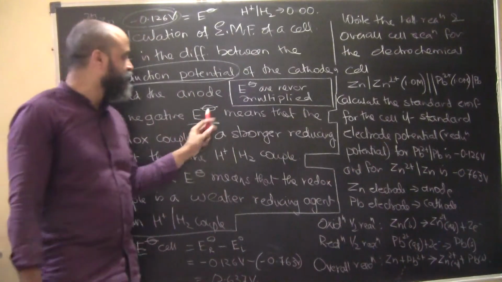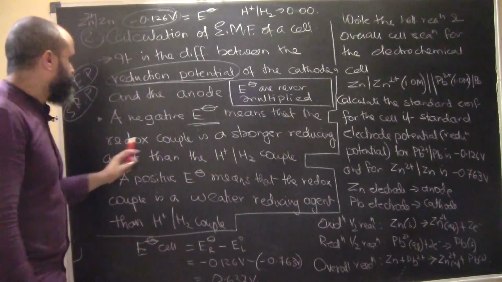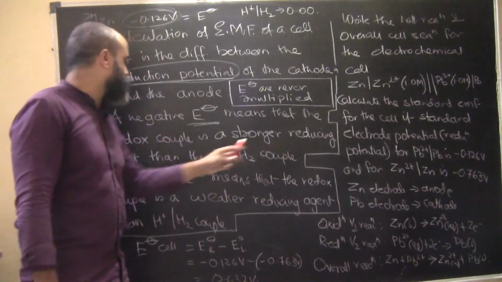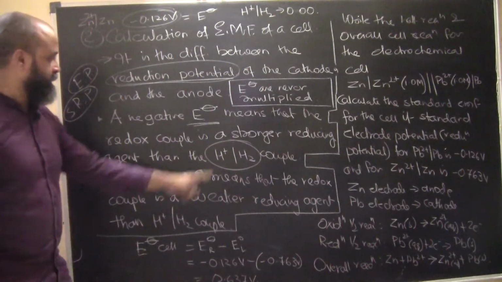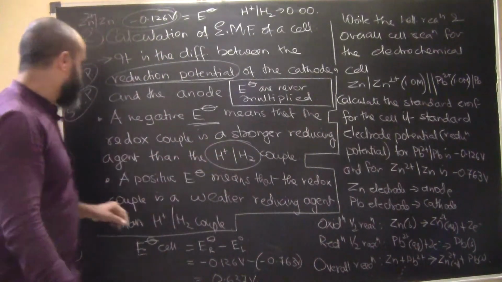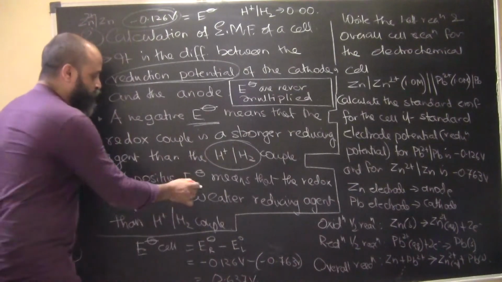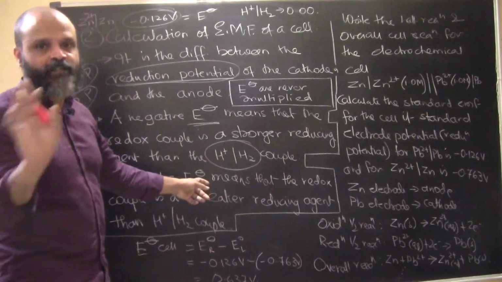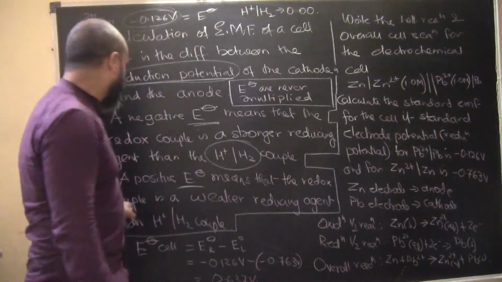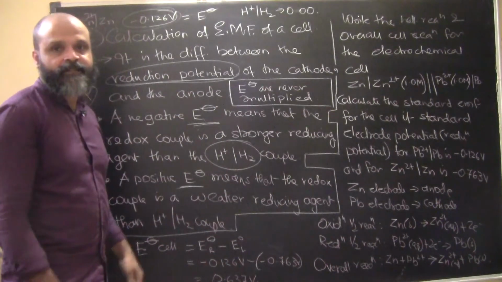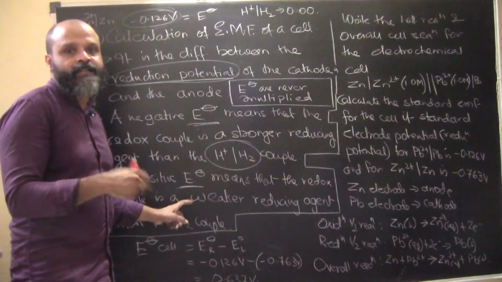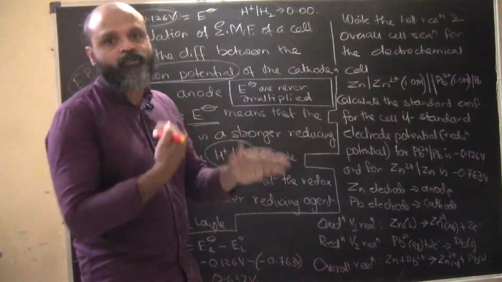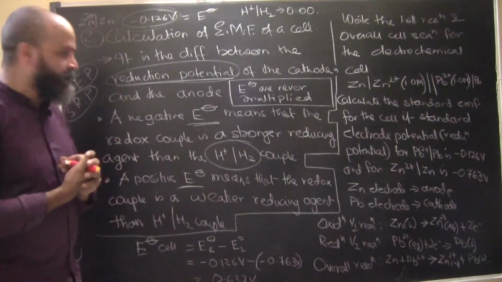So a negative electrode potential means that the redox couple is a stronger reducing agent than the SHE electrode couple, the hydrogen electrode couple. In the same way, a positive electrode potential or reduction potential means that the redox couple is a weaker reducing agent, which means a stronger oxidizing agent. Basically, weaker reducing agent means it will not supply electrons. On the other hand, it will show a tendency to gain electrons.